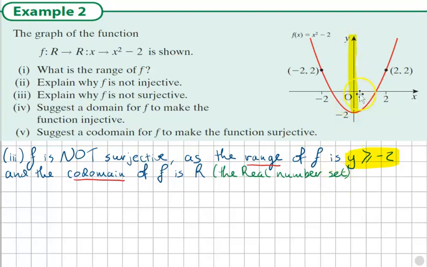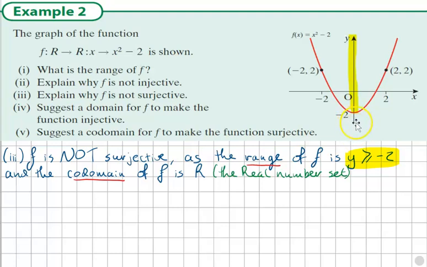So I've highlighted there in yellow the range, which is y values greater than or equal to minus 2. But the codomain is the entire y-axis if you think about it in terms of a number line. So the codomain is different to the range, therefore it's not surjective. If you were to think of this in terms of a mapping diagram, there would be elements inside the set that do not have arrows going towards them. For example, minus 3 would not be highlighted in yellow, as minus 2 is highlighted in yellow and all the values above it on the y-axis.